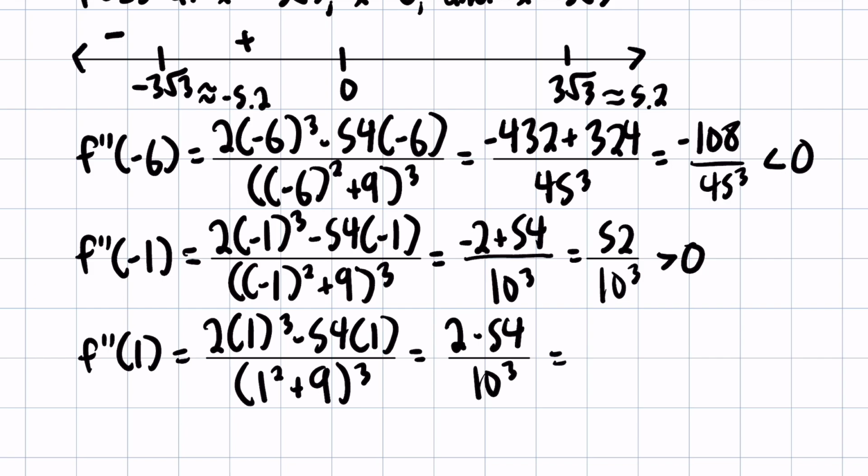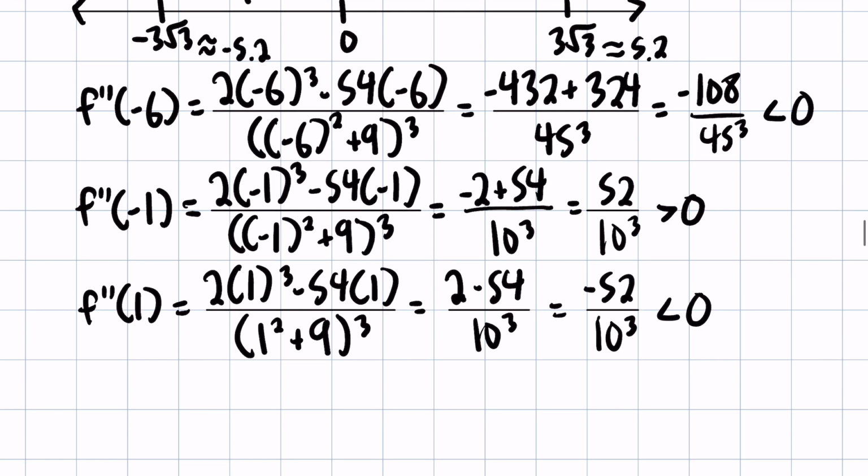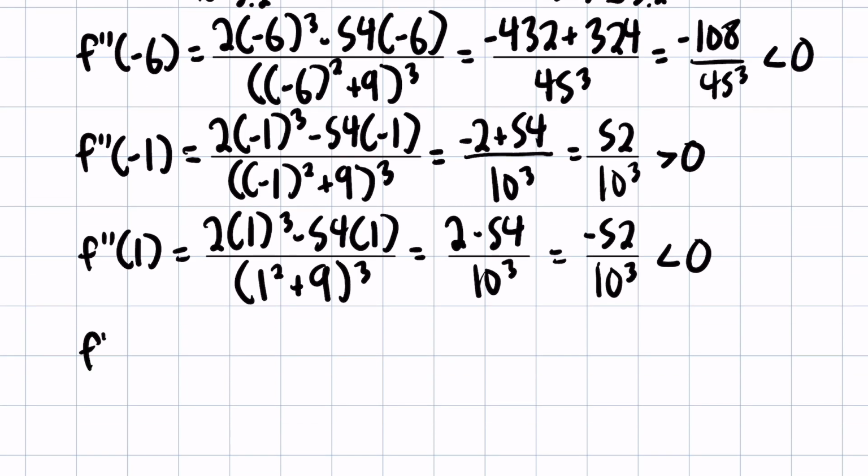So now I'm going to get negative 52 over 10 cubed. So that's a negative number. And then I need to plug in something over here. I'm going to choose 6. I always like to choose, like I did negative 6, now I'm going to do positive 6. The numbers are going to be the same. I'm just going to be changing the signs of things, so it makes it easier.